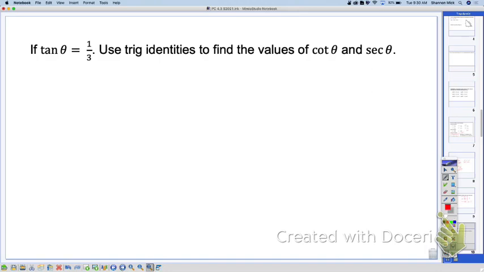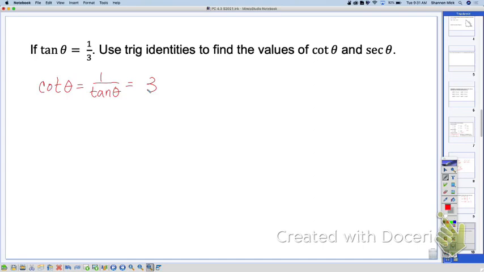Okay, so cotangent. How are we going to find cotangent? The reciprocal of it. 1 over tangent. I can't use cosine over sine this time, can I? No, because I don't have them, and I don't want to find them right now. So it is 3.